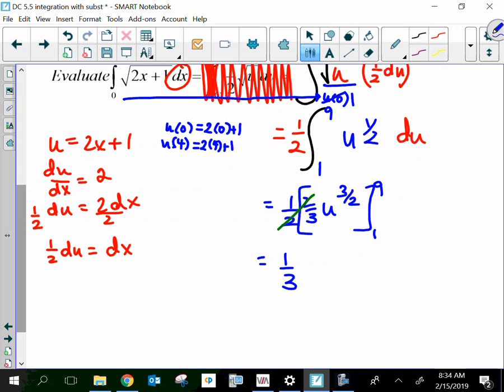So the 1/3 is taken care of. We have 9 to the 3/2. When I plugged in that 9, what else do I have inside there? Kizzy, right?